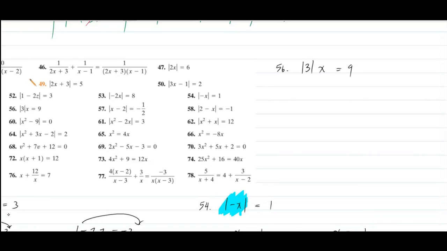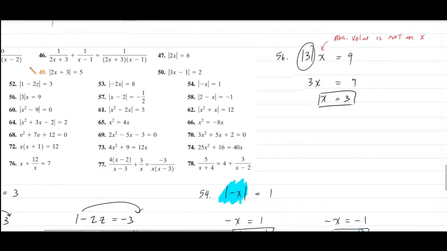Now, you see, this is why it's so important to read the question before you make any decisions. Notice how the absolute value is not on an x, right? It's not including the x. So guess what? There is no ambiguity here. There aren't two answers, because what's the absolute value of 3? It's 3, right? So you end up with 3x is equal to 9. And what is x equal to? x is equal to 3. All right, so that question has gotten students in the past.